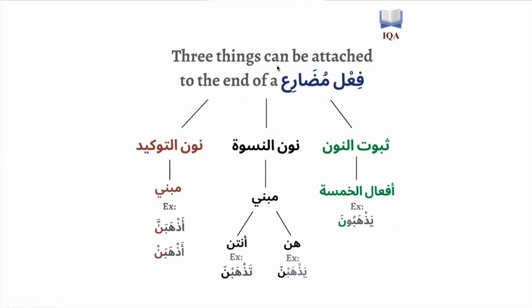Three things can be attached to the end of fi'l mudari'. Nunu tawkid, which is the noon of emphasis, an extra noon that's added at the end of a fi'l mudari' for the sake of emphasis. And when this noon is added, the verb automatically becomes mabni. So this is one of the two cases of al-mudari' becoming mabni. It's if a noon tawkid is attached to it. So adhhabanna, there is nunu tawkid, and it's making the verb mabni on al-fath, stuck on a fatha.